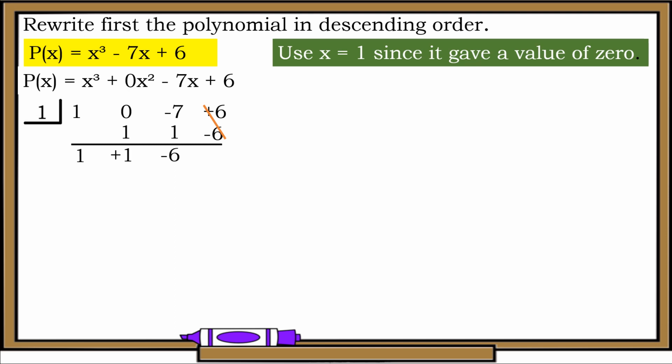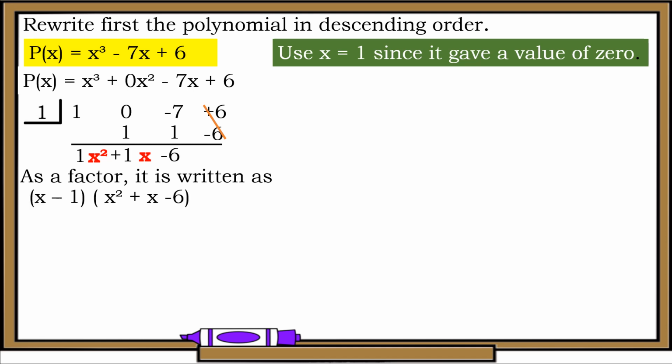Now, negative 6 here is the constant term. 1 is the numerical coefficient of x. And 1 here is the numerical coefficient of x squared. As a factor, it is written as x minus 1 times x squared plus x minus 6. So, tatanungin nyo, bakit x minus 1? Kasi nga, ang ginamit natin kanina ay x is equals to 1. If you will equate this to 0, you will get x minus 1. Then, you multiply it by the result x squared plus x minus 6.